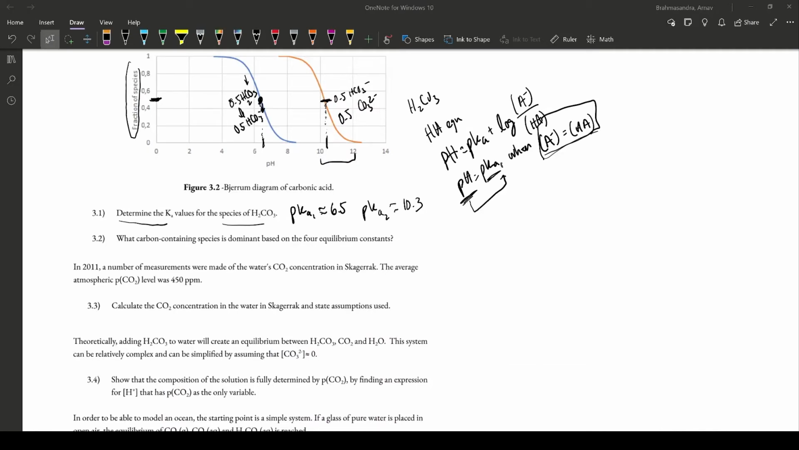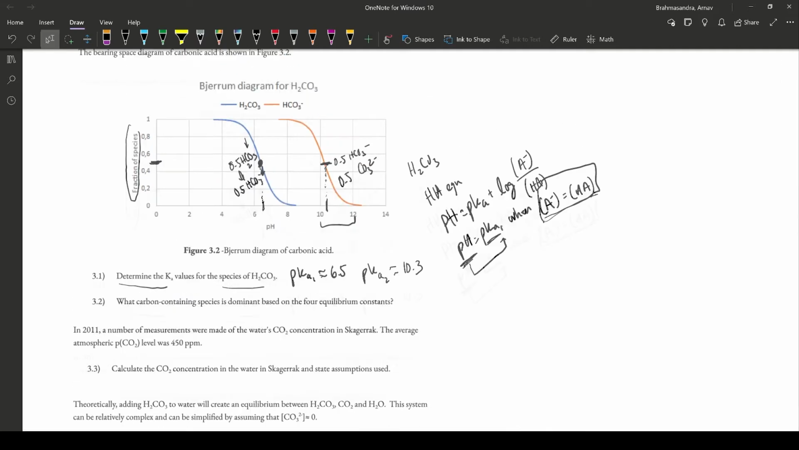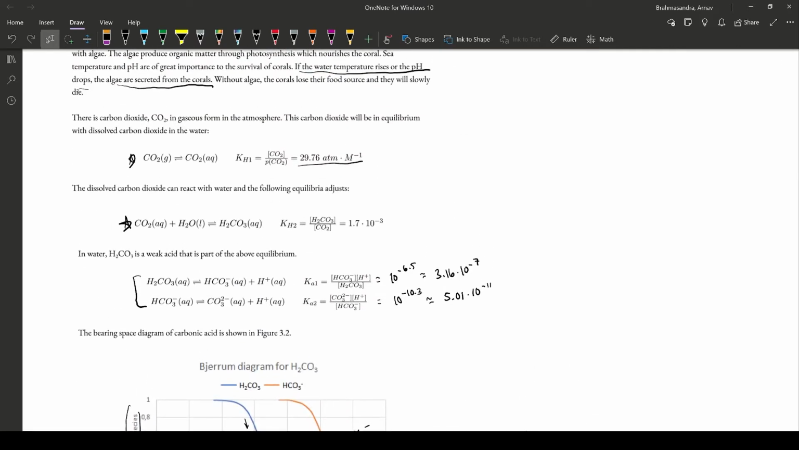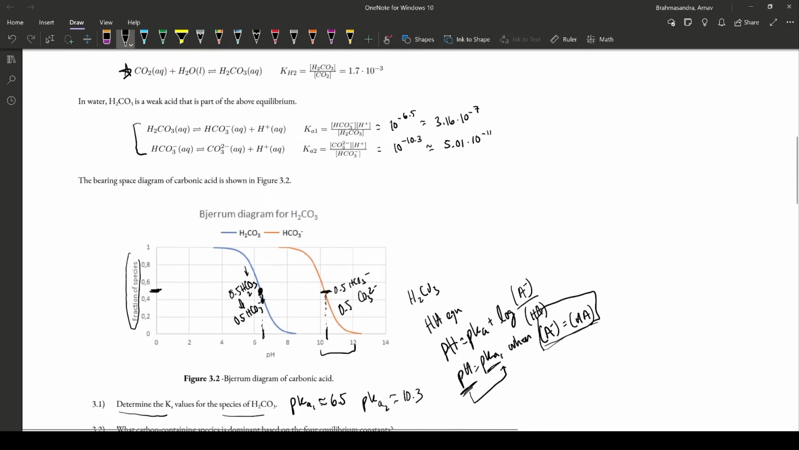Hi guys, sorry for the weird cut, but I just realized there was a typo in this question. If we look at the equilibrium constants that were given, the units of this first equilibrium constant are atmospheres over molars, and when we look at our expression, we have molars over atmospheres. So our KH1, the 29.76, is actually equal to the PCO2 divided by the concentration of CO2. We just need to keep this in mind for a future question. That was just a little mistake they had in the question.